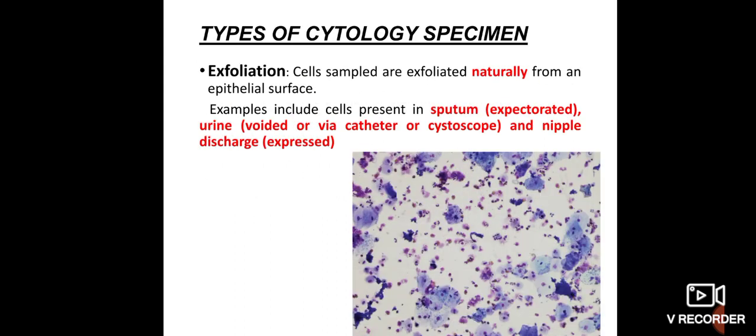Now what are the types of cytology samples we receive? The first one is exfoliation. Exfoliation means cell samples which are exfoliated naturally from the epithelial surface. Whatever epithelial surface is there, if the cells are shed naturally, it is called exfoliation or exfoliative specimen. The most common examples are sputum or urine sample, or you can have a nipple discharge sample.